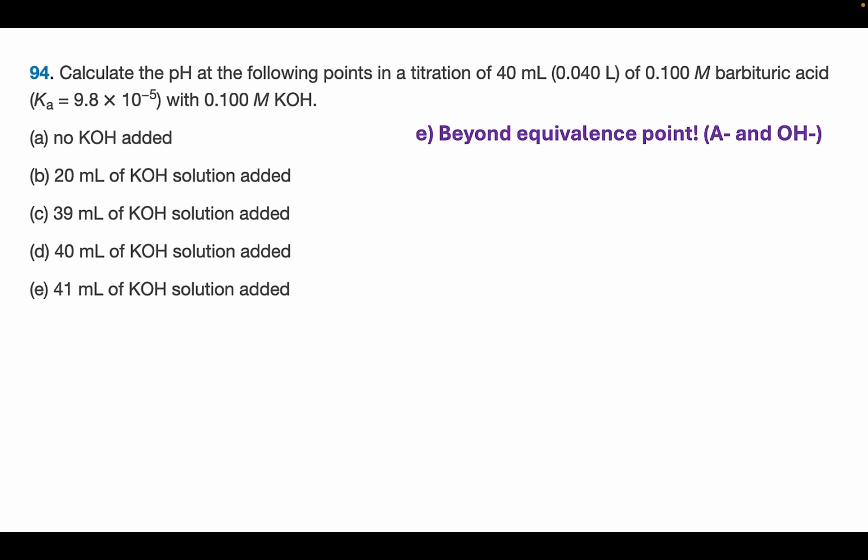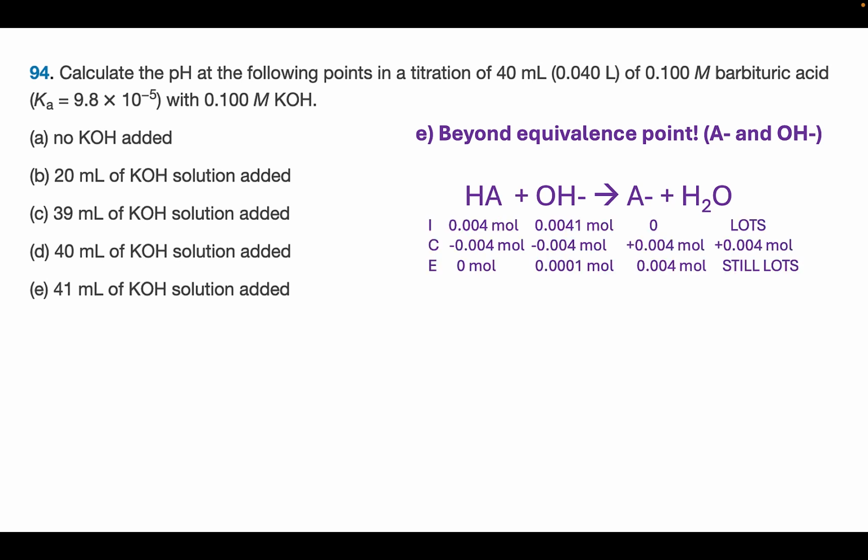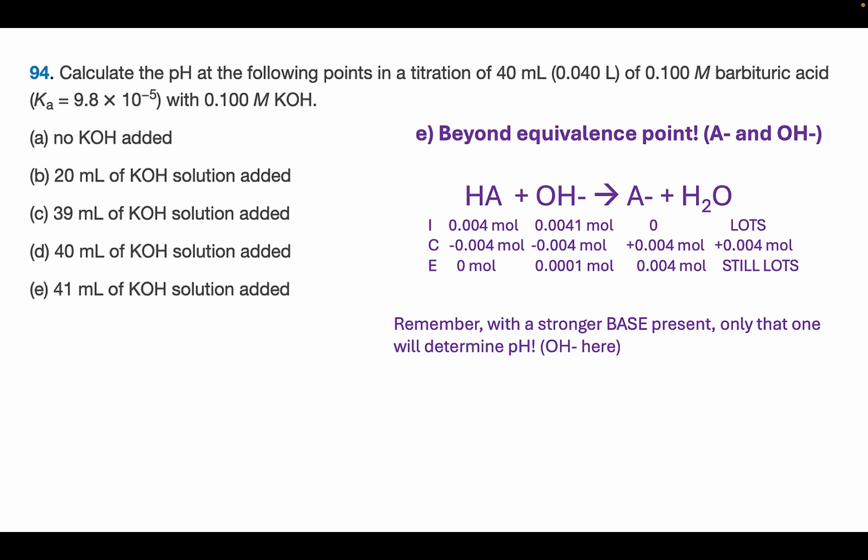Last question: beyond the equivalence point, what is our pH? We've gotten to the equivalence point, but we've added an extra mL of this KOH solution. And so again, we want to think of our reaction, and what do we put in there to combine? It's 0.004 moles of HA and a little bit more hydroxide. Again, it tries to combine to the greatest extent that it can, which leaves us with A minus and this small amount of hydroxide ion.